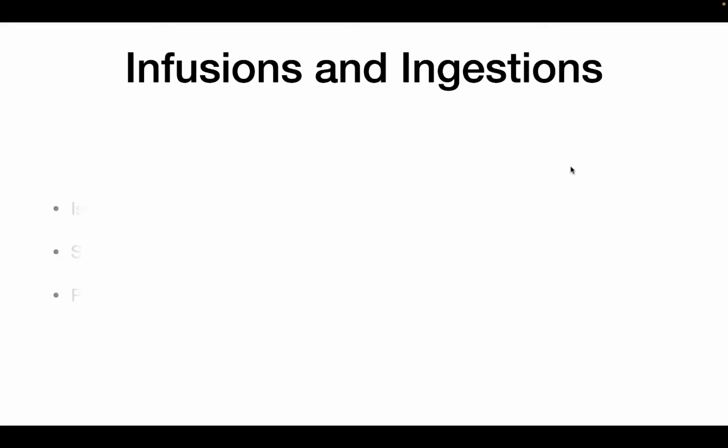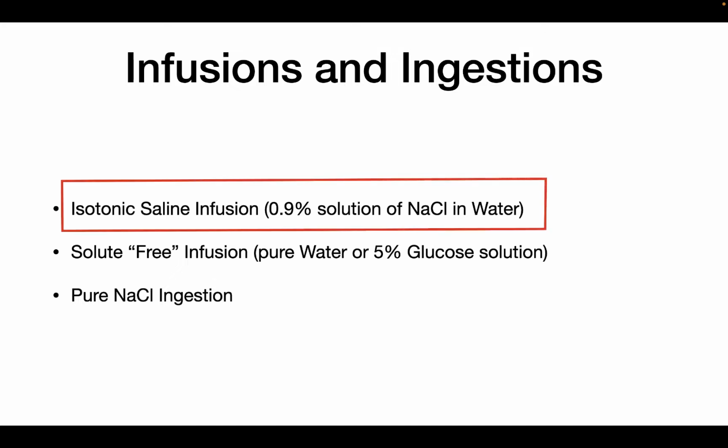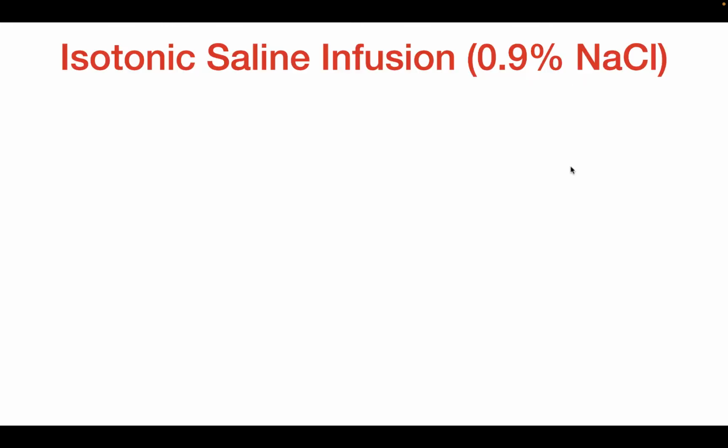So now what we're going to do is look at 3 different types of infusions in this video. The first is going to be the isotonic saline infusion. The second is the solute-free infusion. And then the third is ingesting pure sodium chloride. So let's start off with the first one, the isotonic saline infusion, and see how it affects the ECF and the ICF.